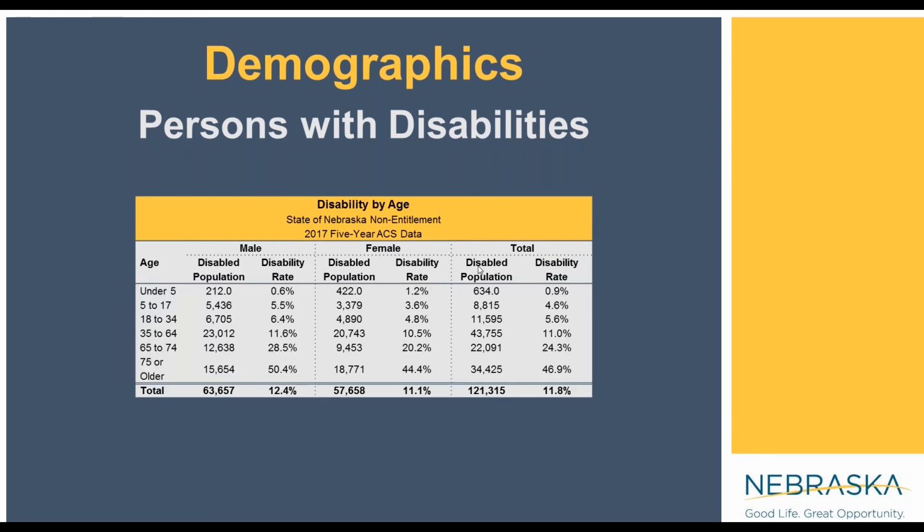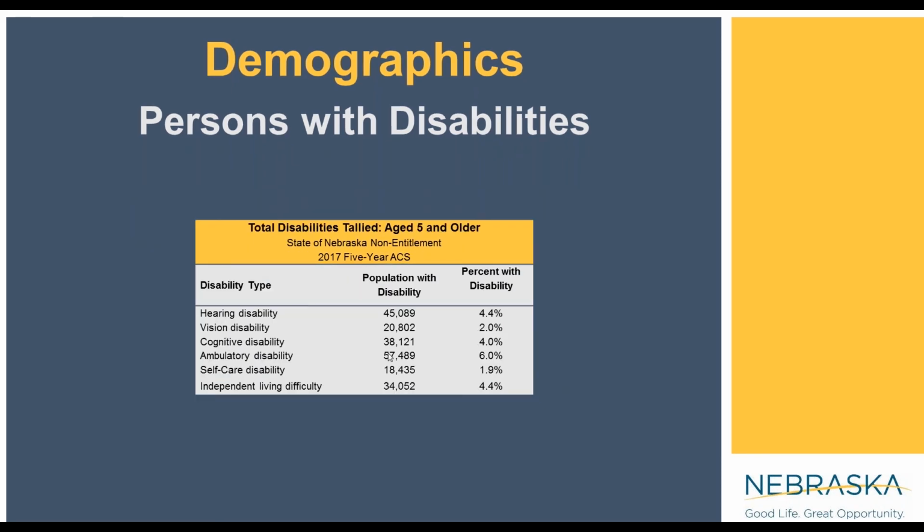You're in this table if you have one of these disability types. You can have multiple disability types, which is why we can't have a total down here. This is the percent of total population with a disability. The highest is ambulatory disability: 6.6% of all persons in the non-entitlement areas of the state of Nebraska have an ambulatory disability.